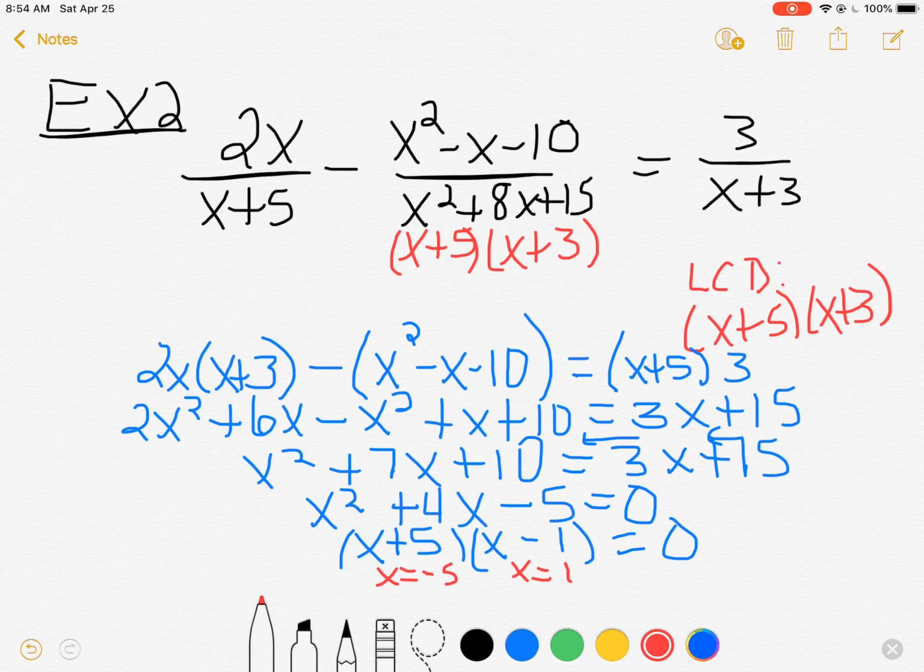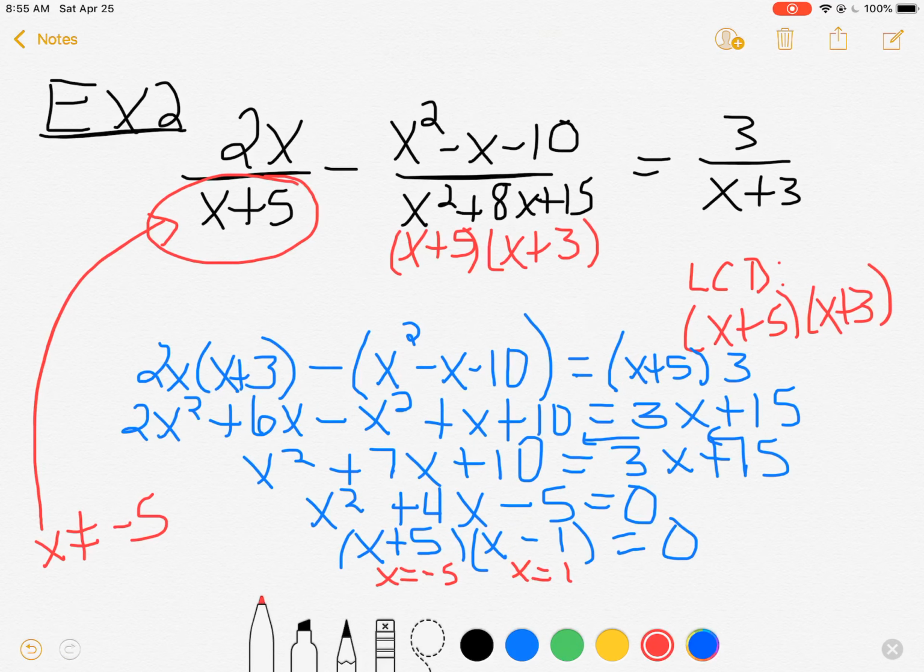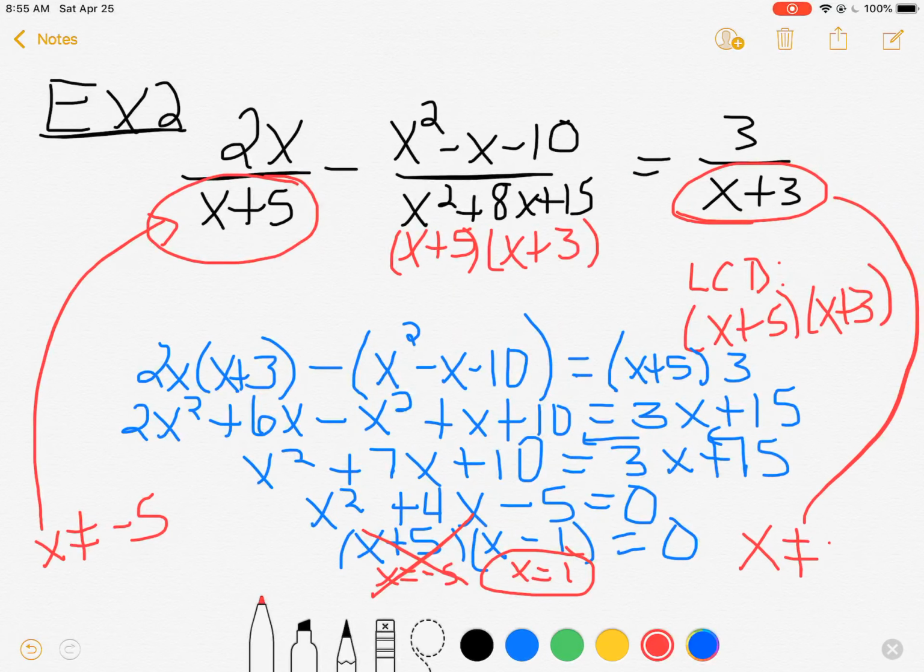I could do a check, but as we talked about earlier, this factor in the denominator makes a restriction in our domain of x cannot equal negative 5. And here, solving, I found that x equals negative 5. I'll throw that away. It's extraneous. X equals 1. It's my only solution. Another x value that would have been extraneous would have been x not equal to negative 3 because of that factor in the denominator. So x equals 1 is my final answer. I could do a calculator check on that.